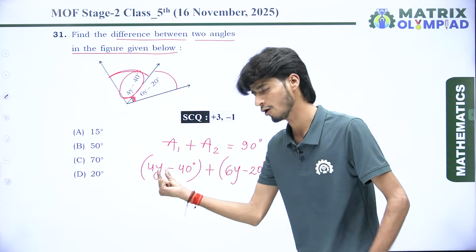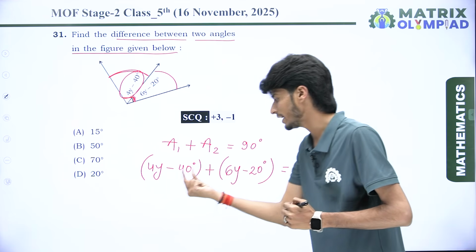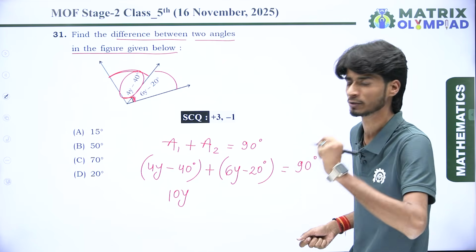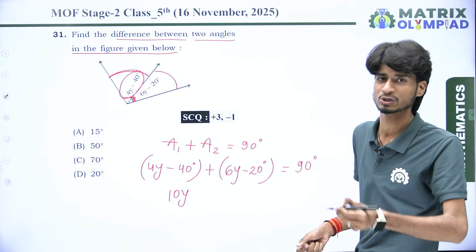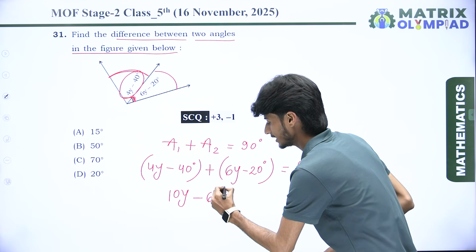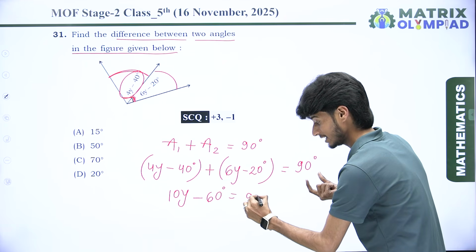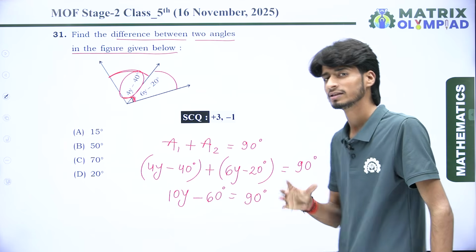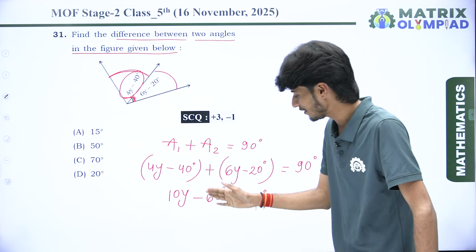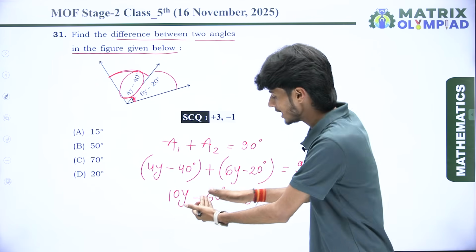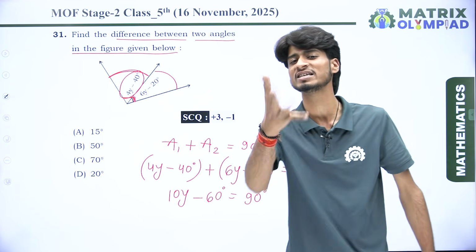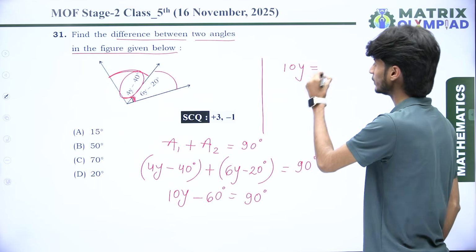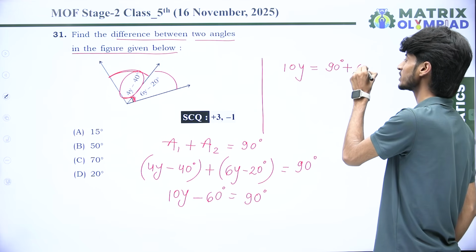Look here. How many y are there? 4y plus 6y is equal to 10y. And minus 40 and minus 20 is equal to minus 60 degrees. The final result is 90 degrees as well. Whenever you change the place of 60 degrees from left to right, the sign is also changed. Here we have 60 degrees in subtraction, and when we change its place, it goes into addition. So here we have only 10y, which is equal to 90 degrees plus 60 degrees.